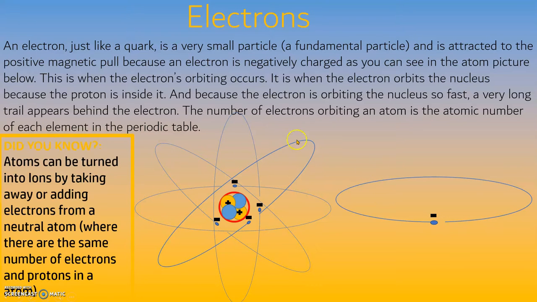And the last, did you know of this? Did you know atoms can be turned into ions by taking away or adding electrons from a neutral atom? Neutral atoms are basically where there are equal electrons and protons in the same atom, as we said in our first did you know. So they can be turned into ions. Ions are basically when, if an electron is taken away or added to the neutral atom, then it turns into an ion.